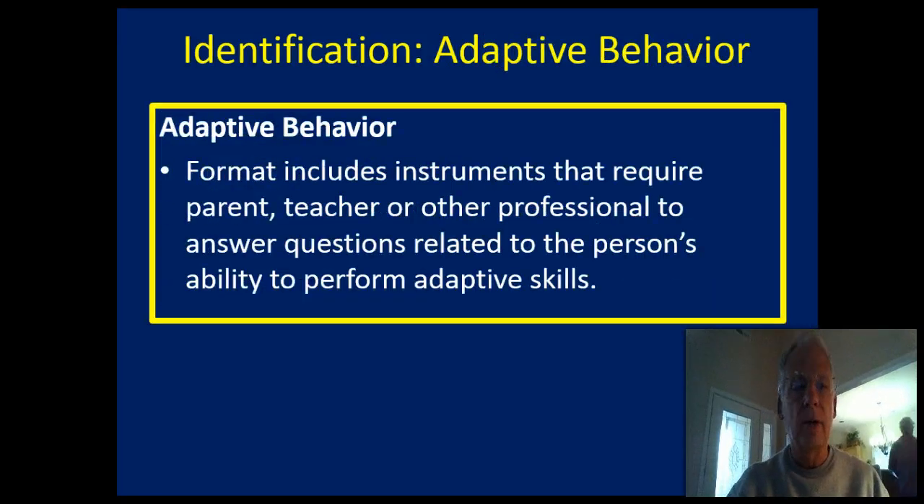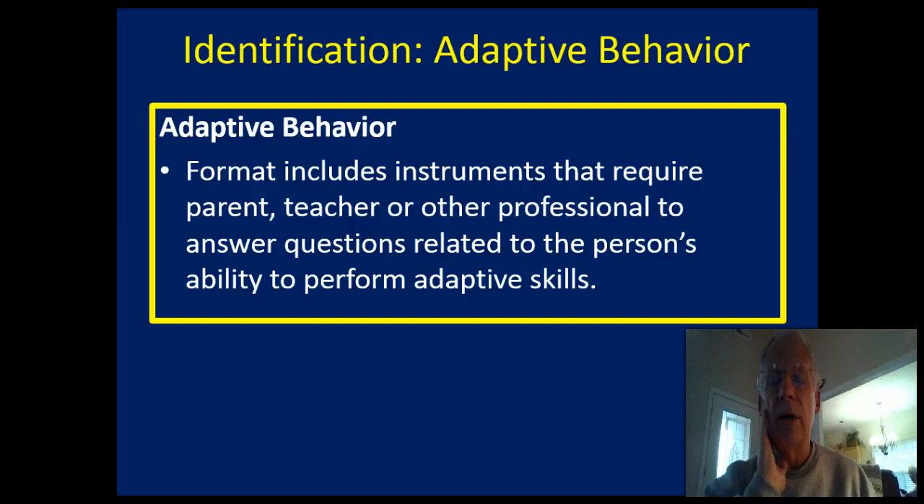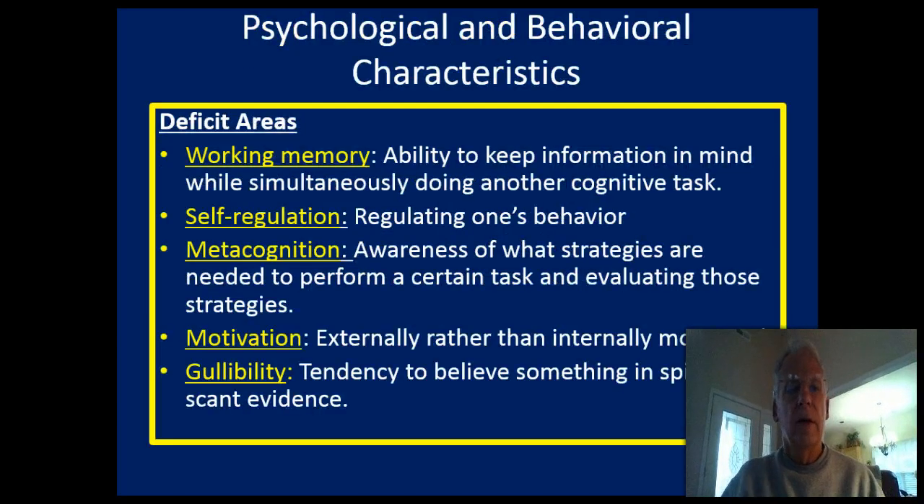Okay, back up here. So going back to adaptive behavior, when we're looking at students with intellectual disabilities, we're looking at a couple different areas. One is their ability to adapt, and there are instruments and assessments that can be used to assess that: their ability to perform adaptive skills, life type of skills. So there are some different deficit areas that we see with students with intellectual disabilities. These are very similar to students that have learning disabilities.